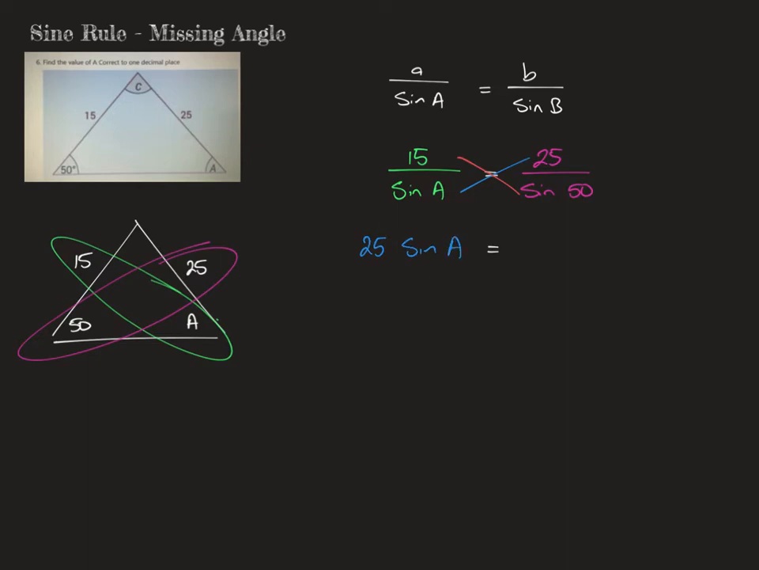Okay. So that's the blue ones done. So now I'm going to do the red ones. And the red ones there you can see are going to be 15 sine 50.